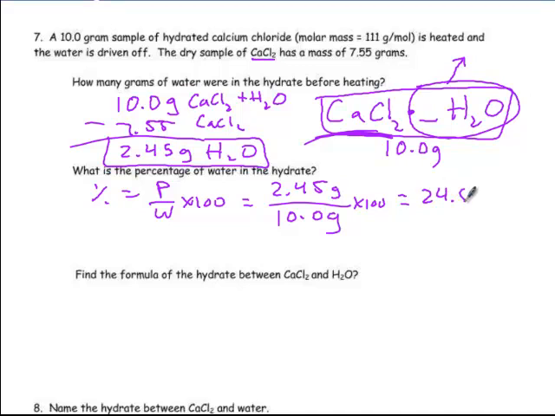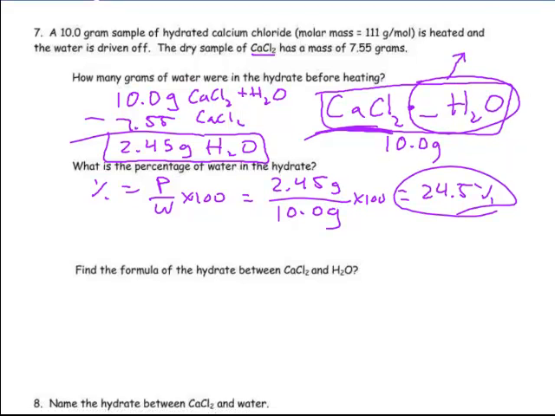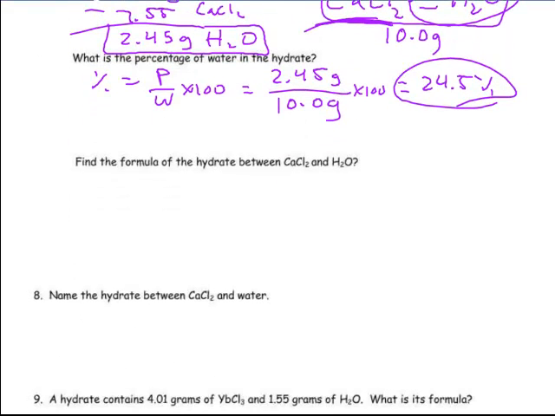And so that's, again, pretty easy math there. 24.5% water. So the part of water over the mass of the whole thing, again, the two added together was 10 grams. And then the formula. So the formula is, we got to find now the mole ratio.